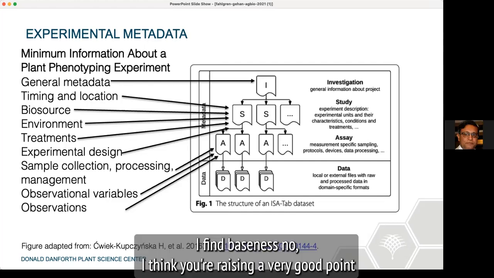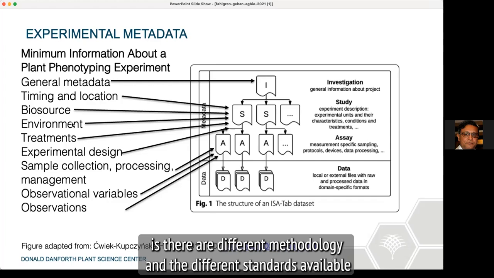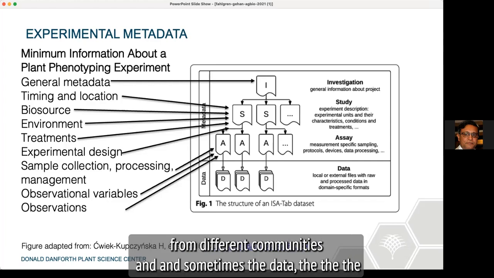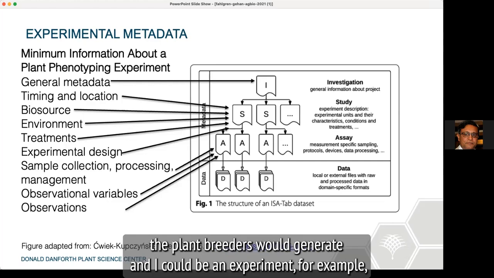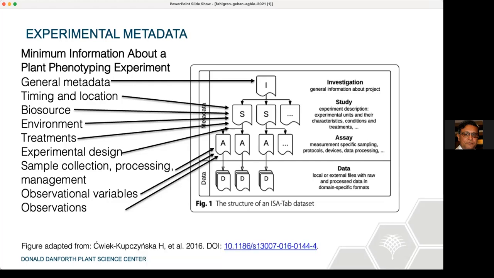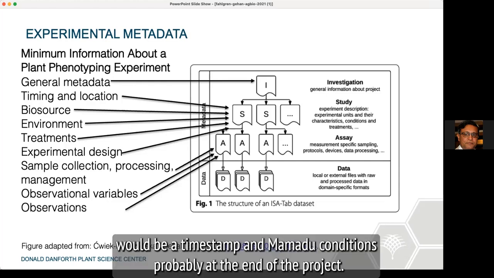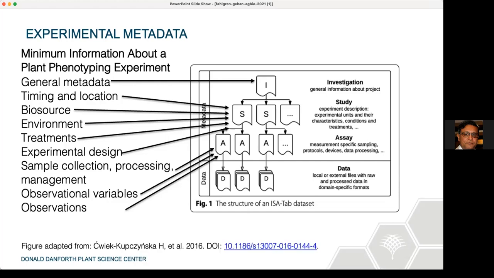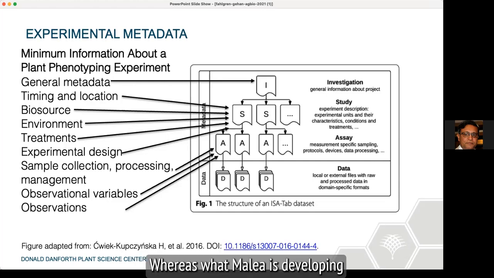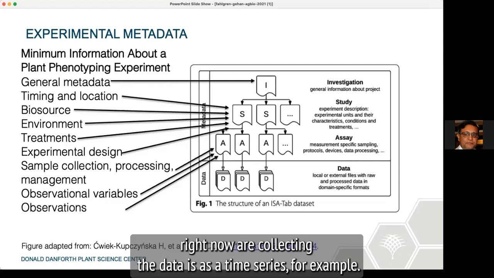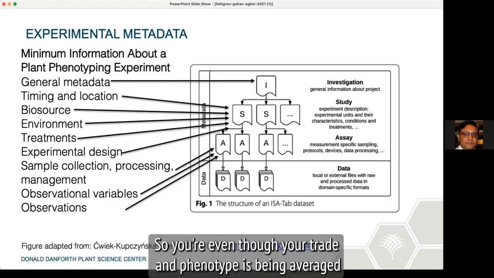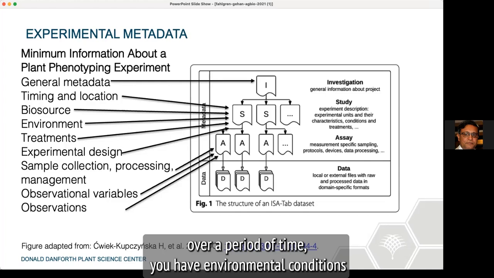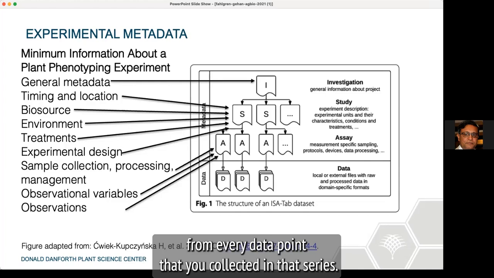So if I may suggest, I think you're raising a very good point over here. There are different methodologies and different standards available from different communities, and sometimes the data that plant breeders would generate in a QTL experiment, for example, would be a timestamp and environmental conditions probably at the end of the project, whereas what Malia is developing right now is collecting the data as a time series. So even though your trait and phenotype is being averaged over a period of time, you have environmental conditions from every data point that you collected in that series.